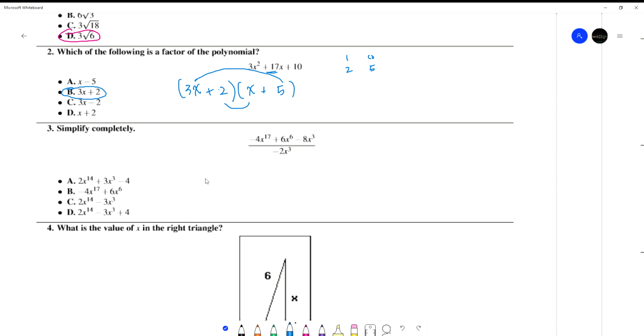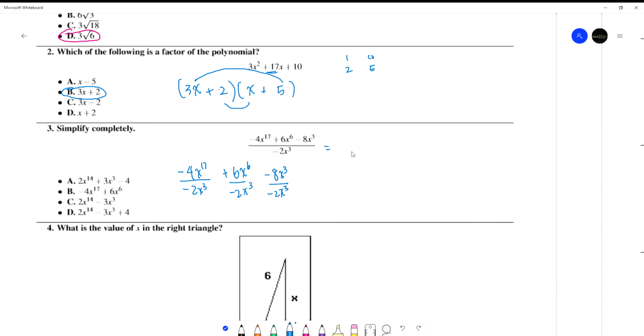All right, number 3, simplify completely. So we're taking a polynomial and dividing it by a monomial. So you can divide the monomial into every term in the numerator. So you have negative 4x to the 17 over negative 2x cubed, and then you have plus 6x to the 6 over negative 2x cubed, minus 8x cubed over negative 2x cubed. And then since this is division, you can do the quotient rule.